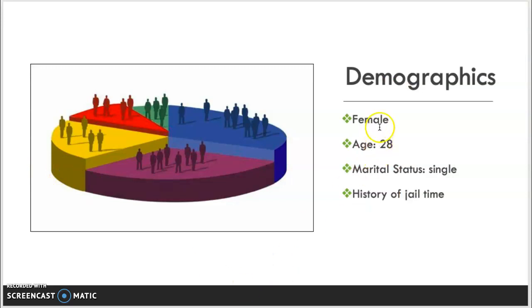Demographics. She is a female. We know that she's 28 years old. We know that her marital status is single and that she's had a history of jail time. These 4 things I believe are significant in noting, because as I go through the presentation, I will notate these specific demographics that relate to her symptoms and diagnosis.